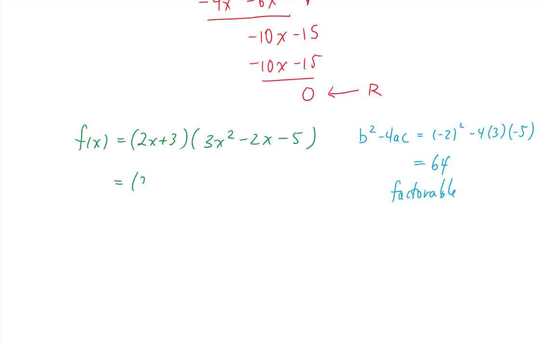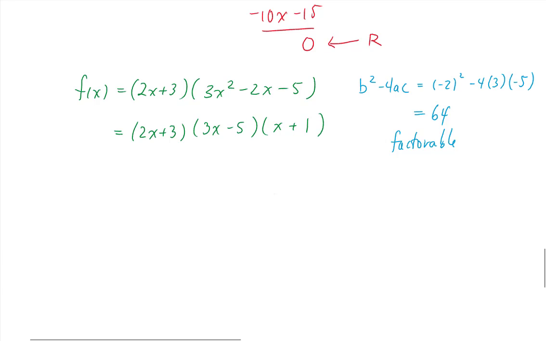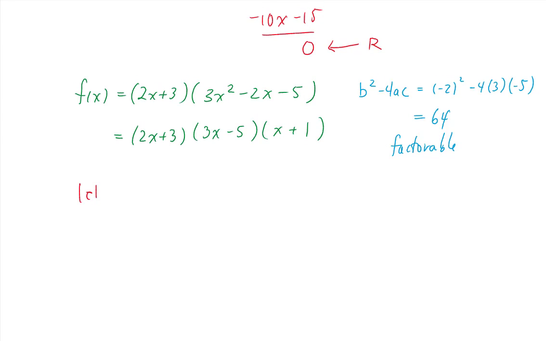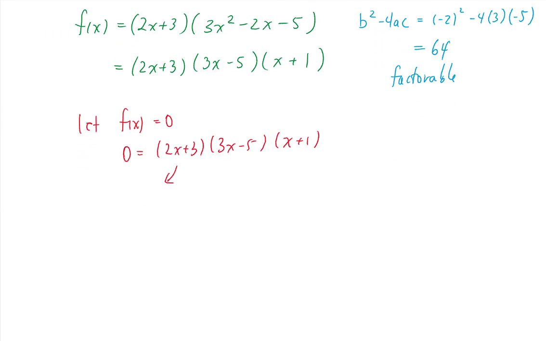So our next line, we have 2x plus 3, and then we need to factor 3x squared minus 2x minus 5. So whatever method you use, decomposition or guess and check, you should end up with 3x minus 5 and x plus 1. So now we can graph this expression. So first of all, we're going to let f of x equal 0. And that tells me that 0 is equal to 2x plus 3, 3x minus 5, and x plus 1. So we solve for each factor.